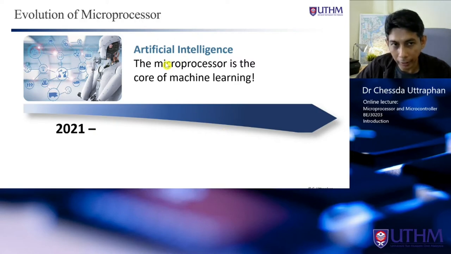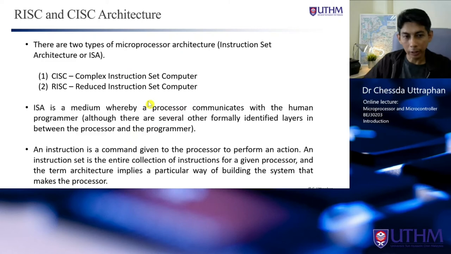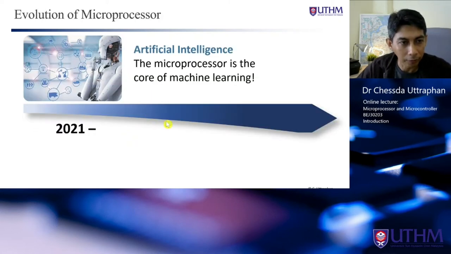Now we have AI, and what drives AI is actually the microprocessor also. If you don't have a microprocessor, there will be no AI, all right. So AI is the machine that can learn by itself. We can train the machine to learn, all right. And again, that is only possible if we have a powerful microprocessor. Okay. All right. So that is the history of the microprocessor.